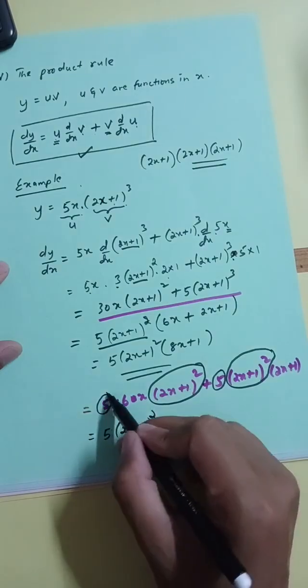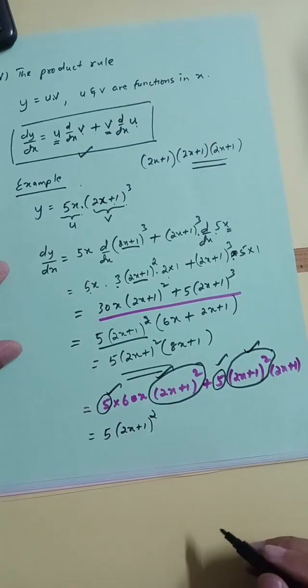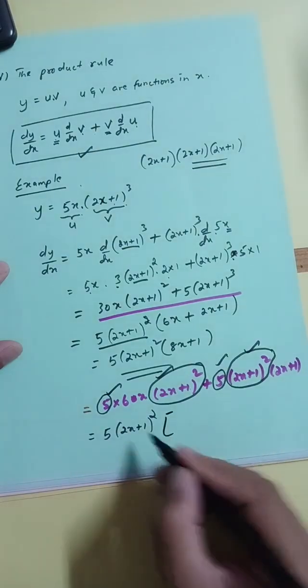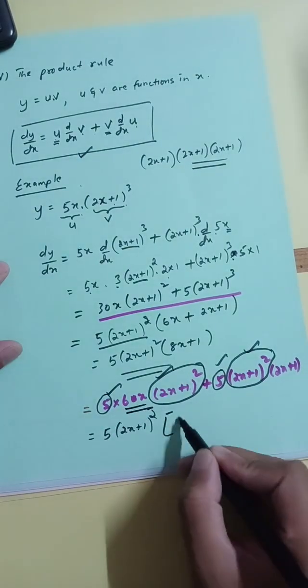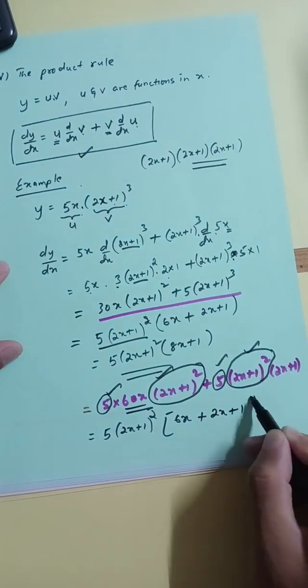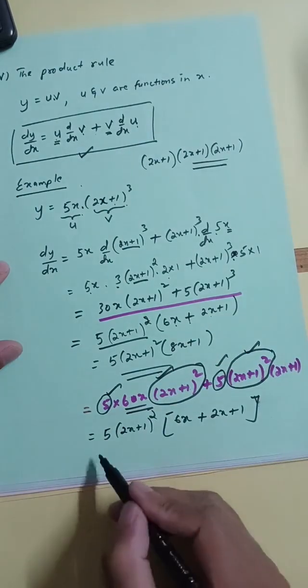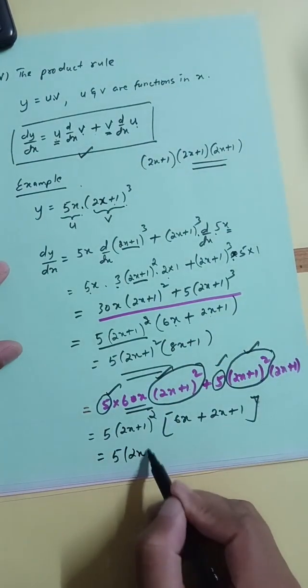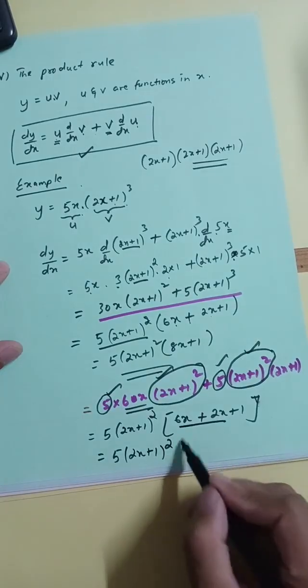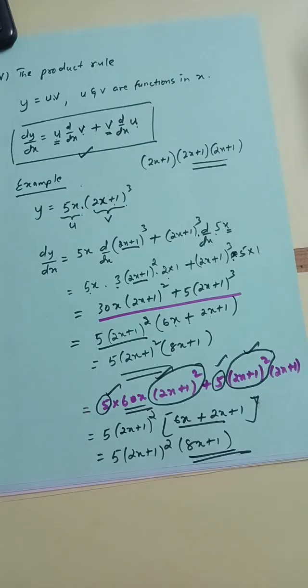What remains is 5 times (2x plus 1) whole square, times the first term 6x plus the second term 2x plus 1. Then 6x plus 2x plus 1 gives 8x plus 1, which is equal to 5 times (2x plus 1) whole square.